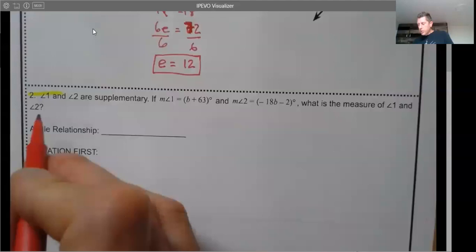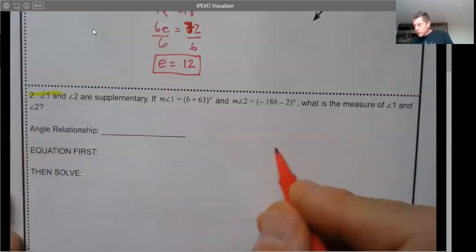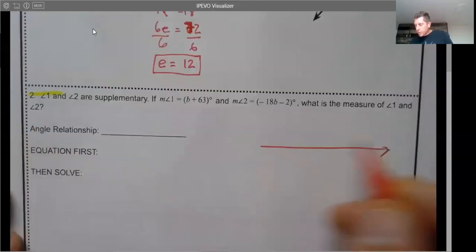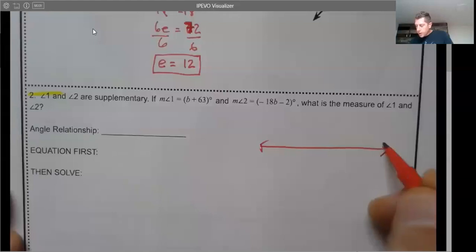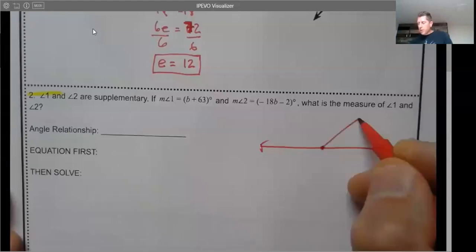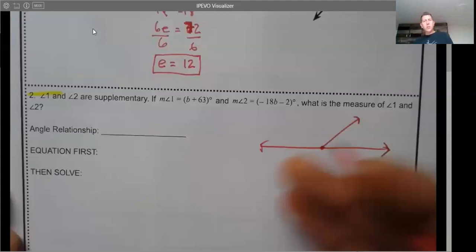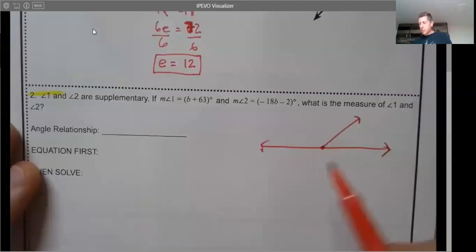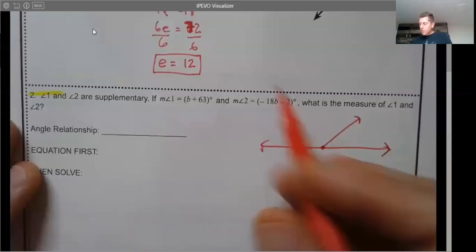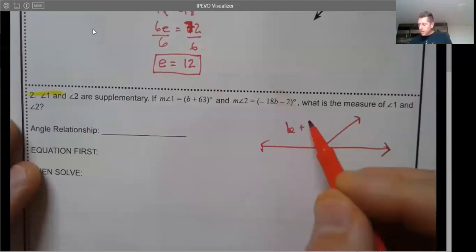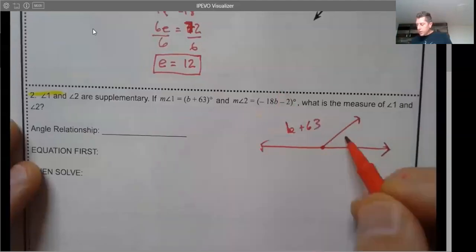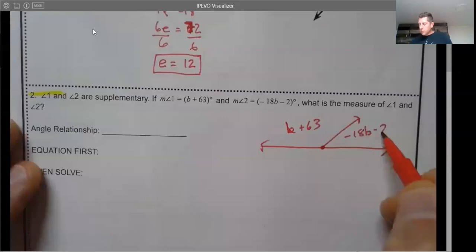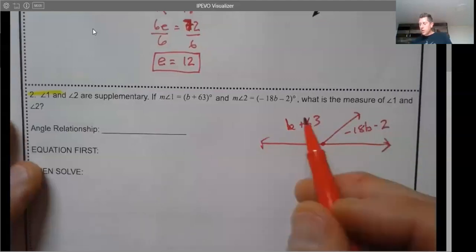There's no diagram, so I like to visualize things. I'm going to just create my supplementary angles here. So I have a straight angle and I've got 2 angles here. I don't know if the sizes are going to be right, but I'm just going to make them look supplementary to me. So we got 1 being b plus 63, and 2 is negative 18b minus 2. What is the measure of 1 and 2?